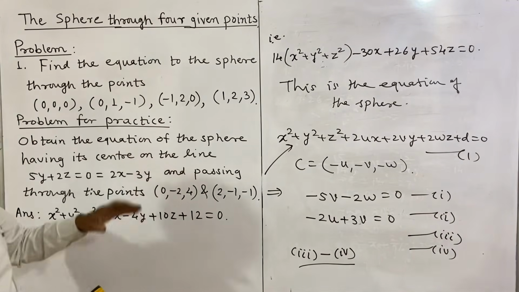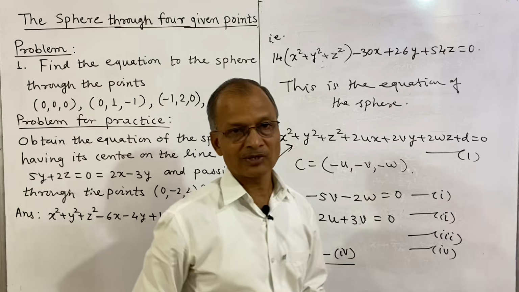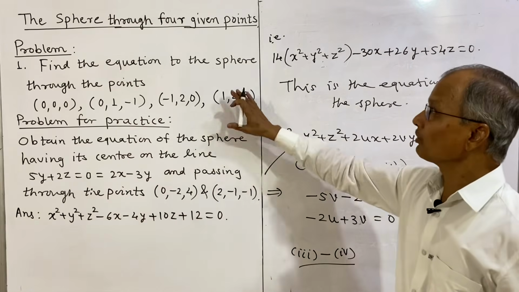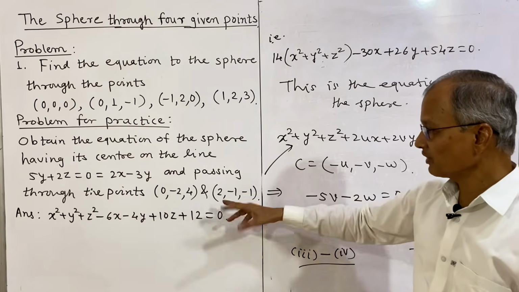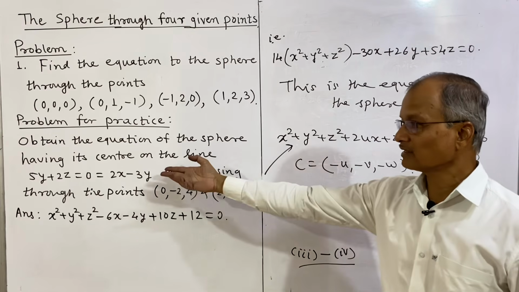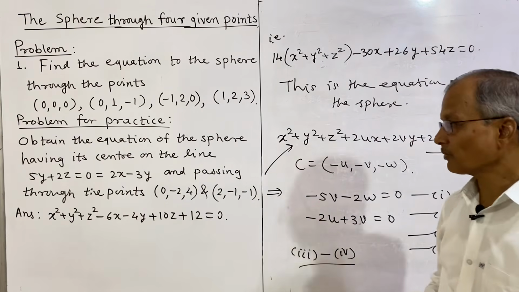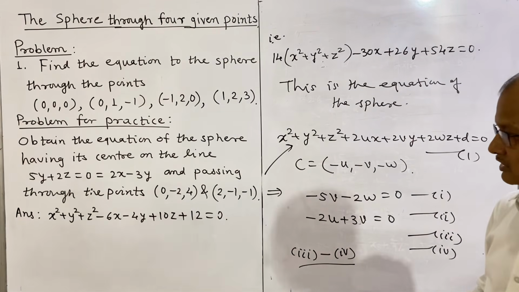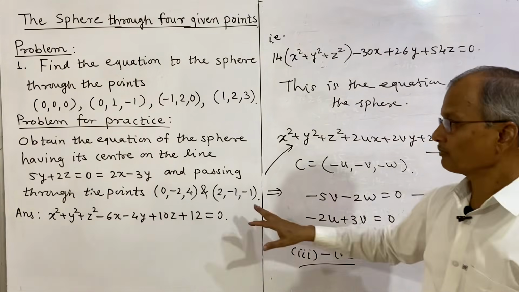In this way we can find the equation of a sphere either passing through 4 given points, or where the condition may be 2 points and the center lies on a line. So 4 conditions must be there for obtaining the equation of a sphere.